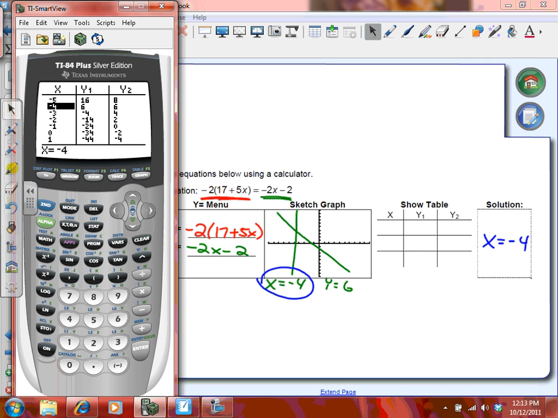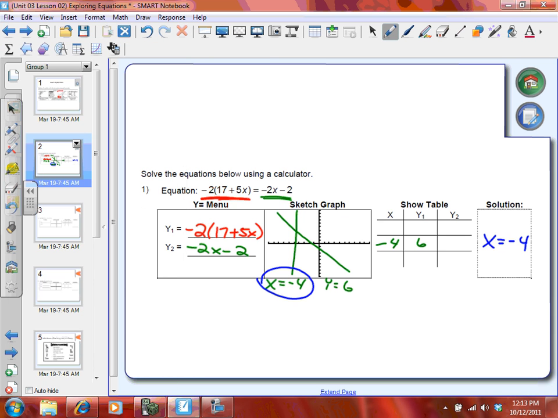There it is. And notice the two numbers you see right next to the -4. I want you to write it down over here in your table. Right next to the -4, you see a 6 and another 6. That's important.